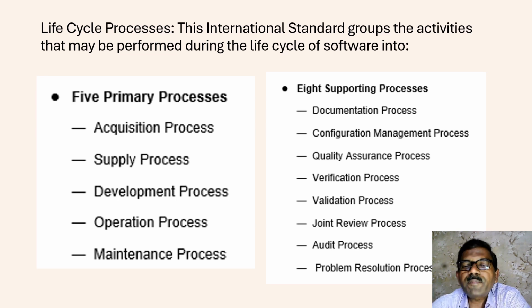The 5 primary processes are: the acquisition process, supply process, development process, operation process, and maintenance process. A process is associated with the respective phases. The acquisition process is something like the requirement analysis, which we are acquiring, right? And then we are going for the development. Supply means supply of manpower, supply of resources; all those things are also part of the processes.